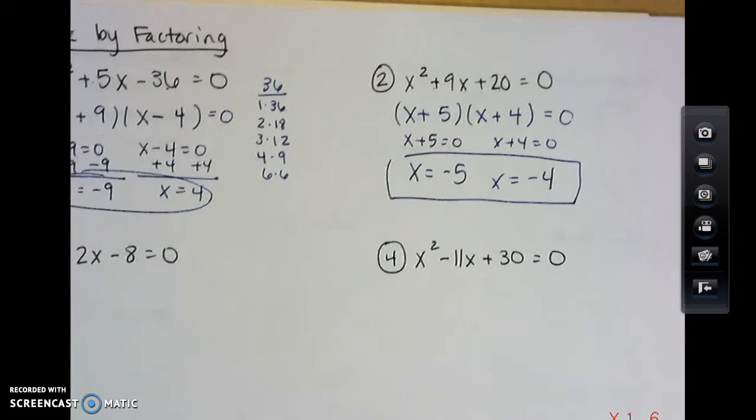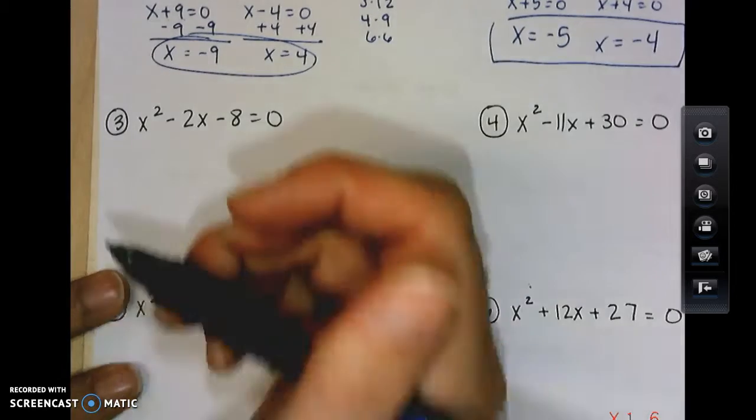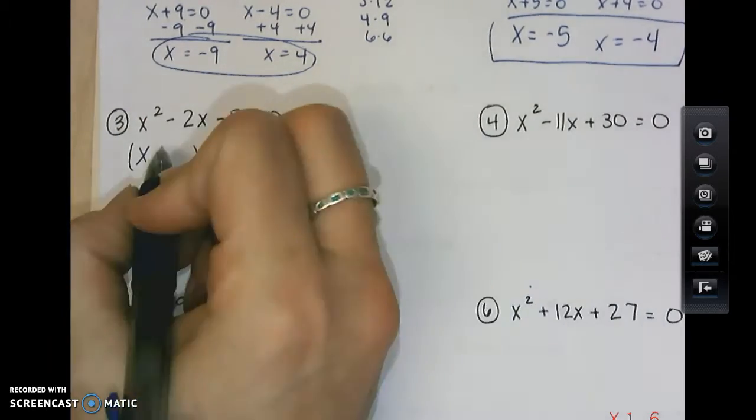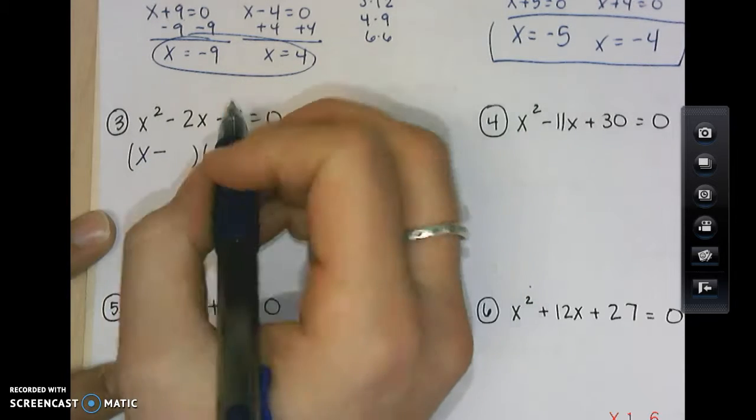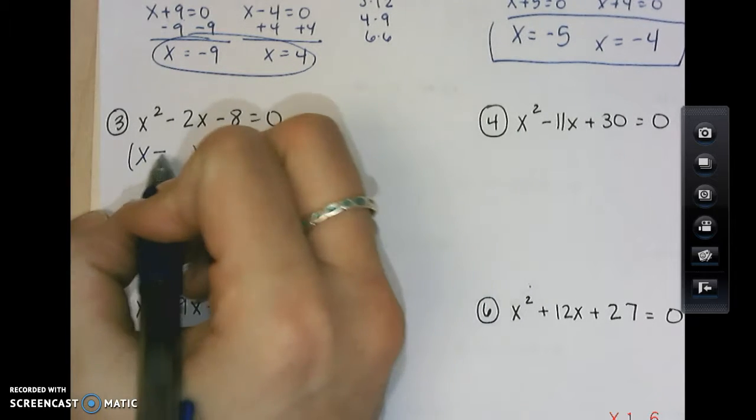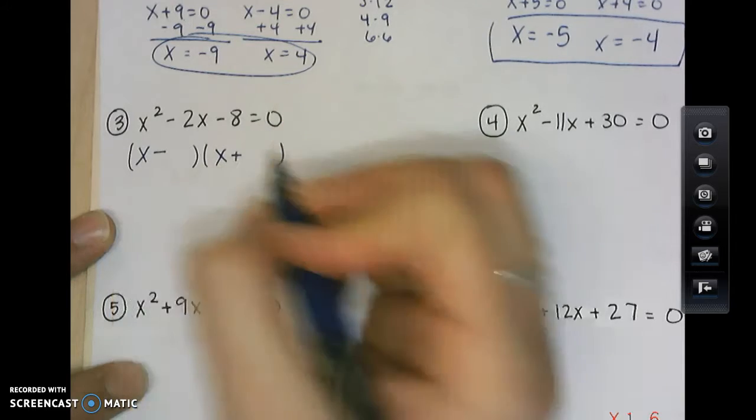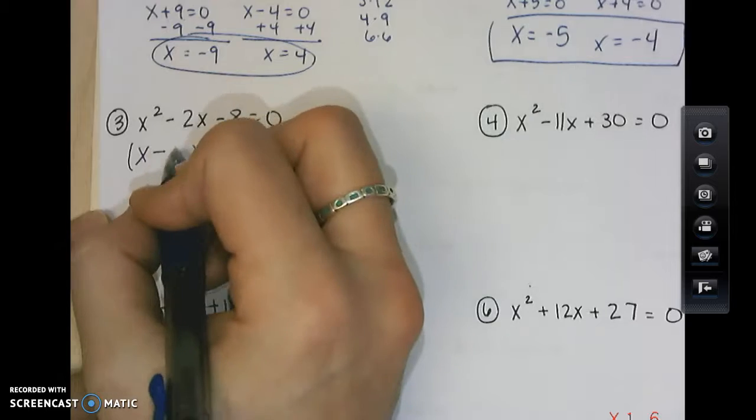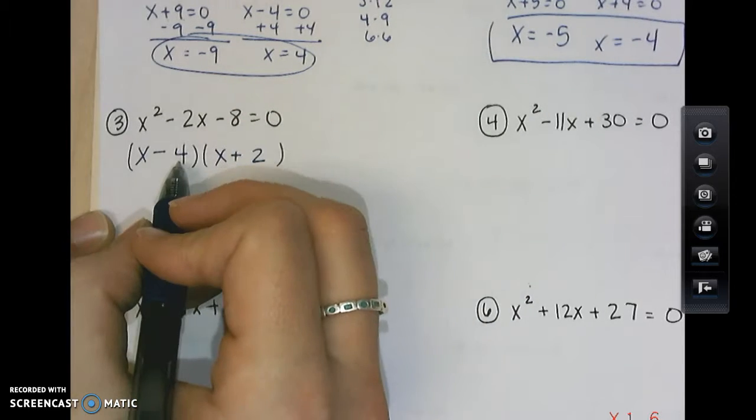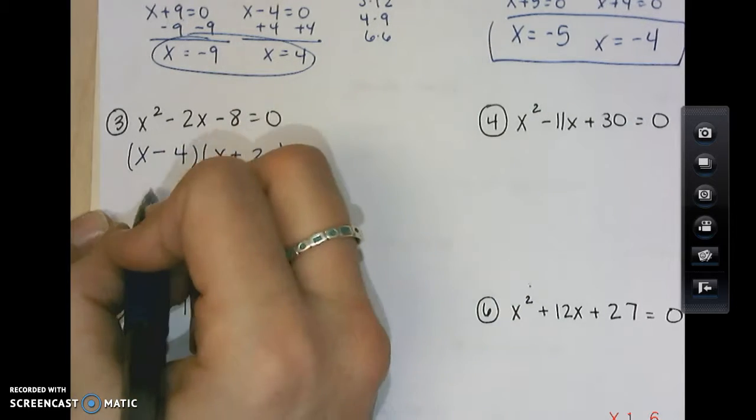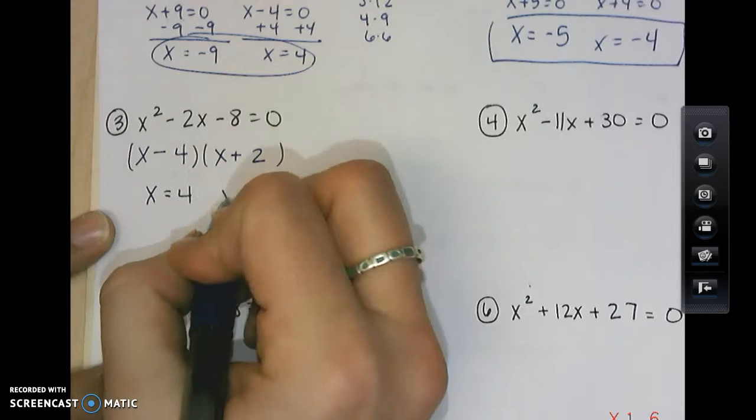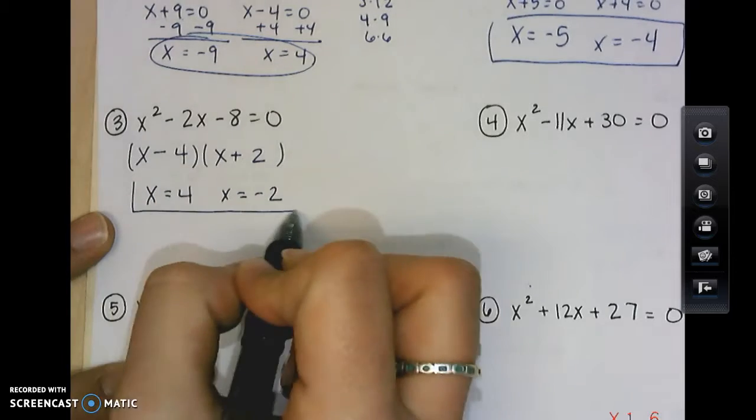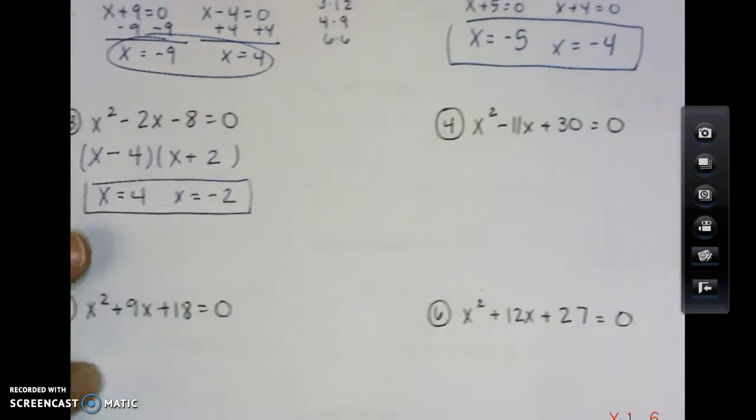Okay? All right, number 3. So again, open parentheses, x for each one. This is a minus because it comes straight down. This is a minus, which means these have to be different. So this has to be plus. So I'm looking for factors of 8 that subtract to give me 2. That's 4 and 2. Remember, the larger one always goes first. So then my answers here are 4 and negative 2. Okay? Let's do one more.